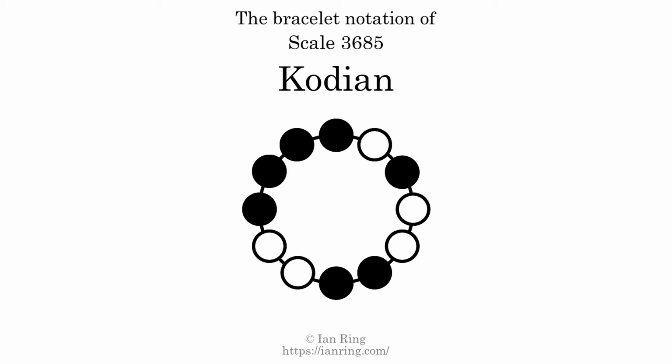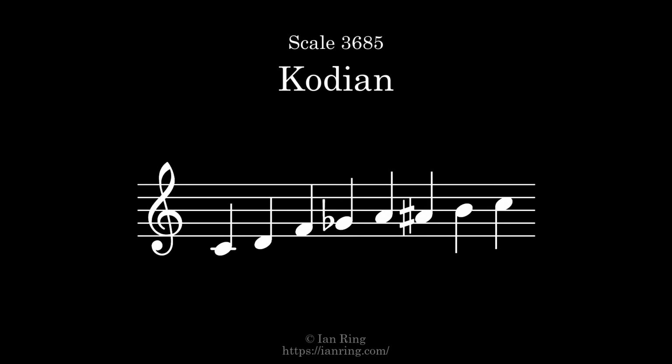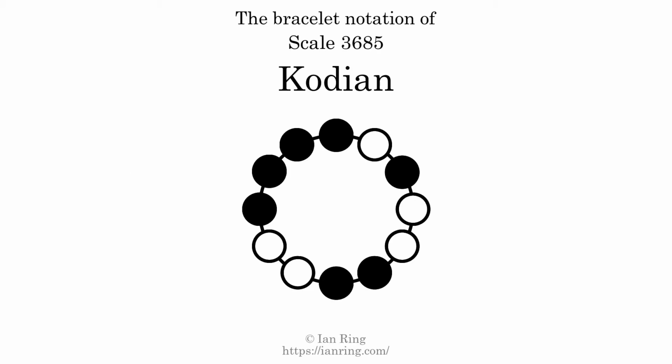3685, Kodian, which sounds like this. This scale has 7 tones, which means it is called a heptatonic scale. This is a bracelet notation diagram of scale 3685. The shaded circles represent tones that appear in the scale, and they are read clockwise, starting at the top.